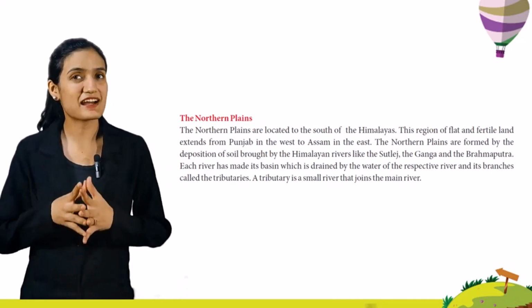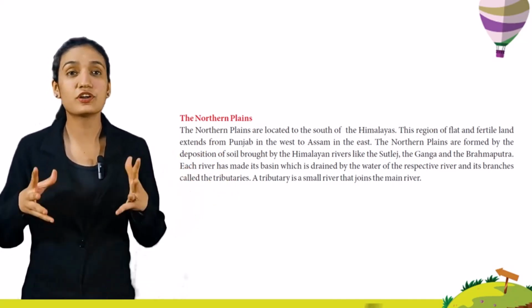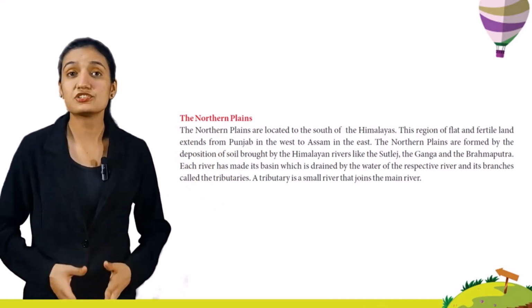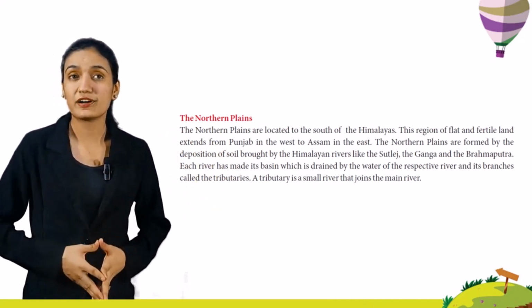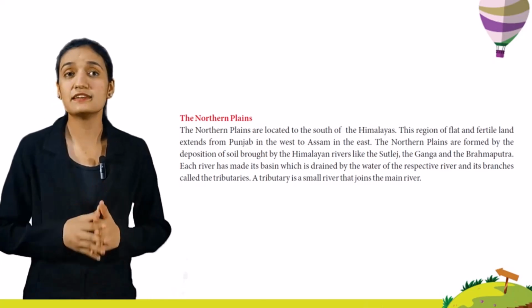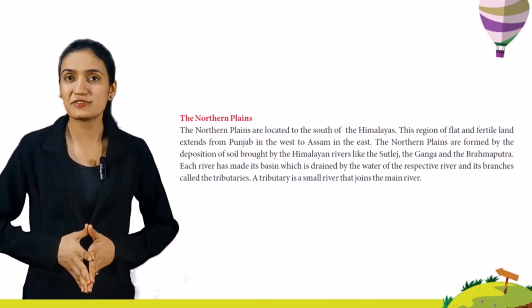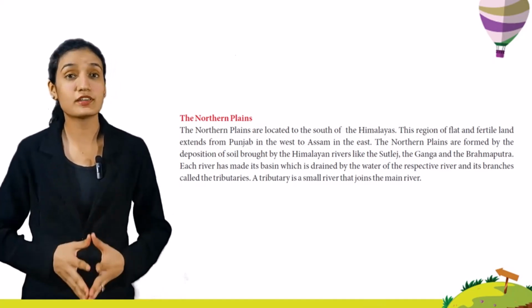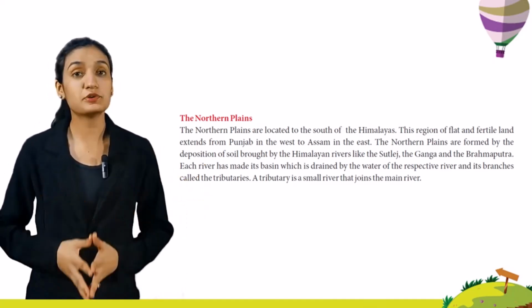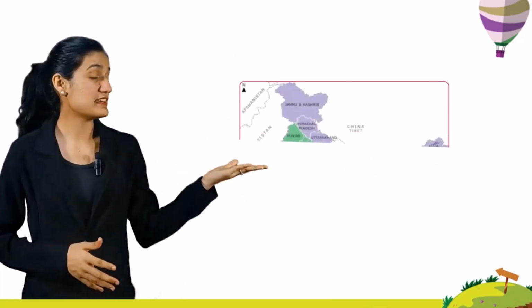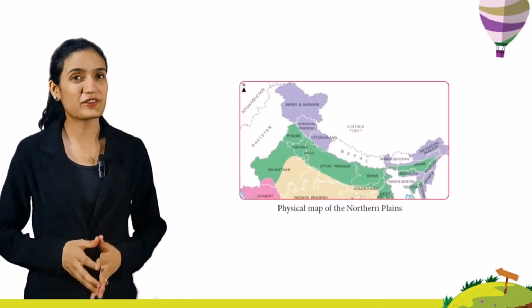The northern plains are formed by the deposition of soil brought by the Himalayan rivers like Satluj, the Ganga and the Brahmaputra. Each river has made its basin which is drained by the water of the respective river and its branches called the tributaries. A tributary is a small river that joins the main river. Here you can see the physical map of the northern plains.